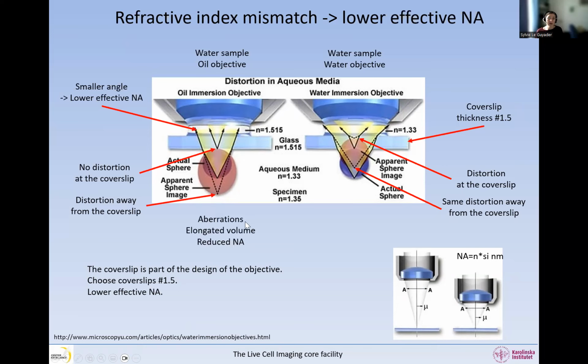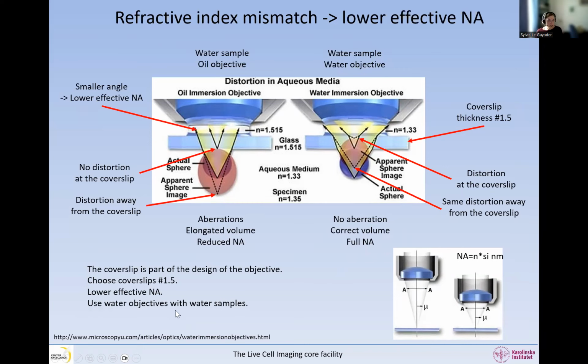So we have aberrations if we have a mismatch, such as a water sample with an oil objective. We have aberrations, we have elongated volumes, and we have a reduced numerical aperture. And if we use a water sample with a water objective, we have no aberrations, correct volumes, and full numerical aperture.